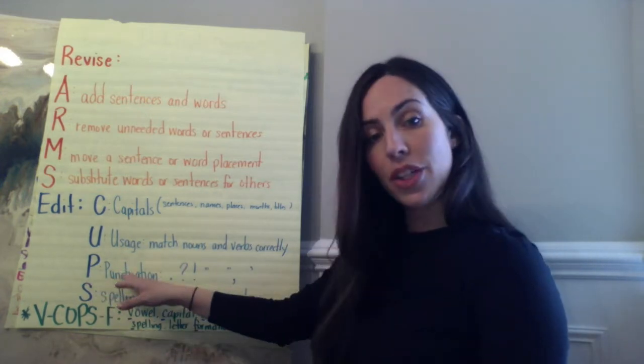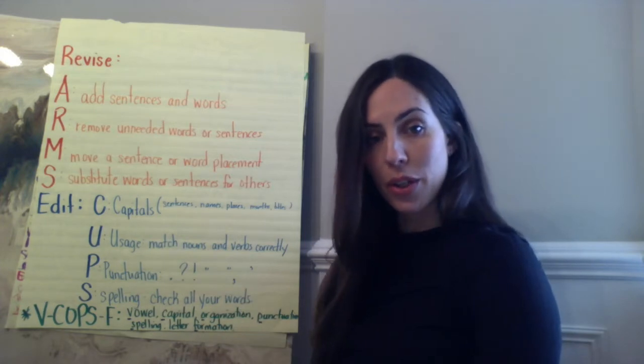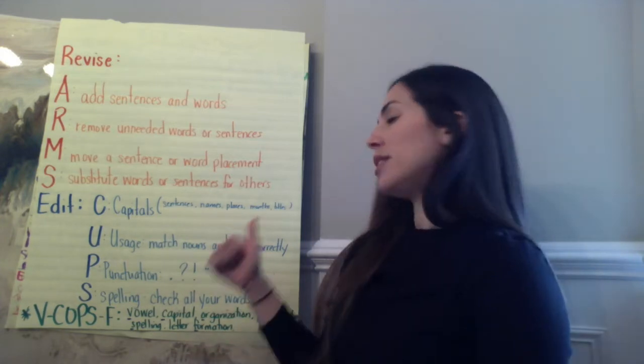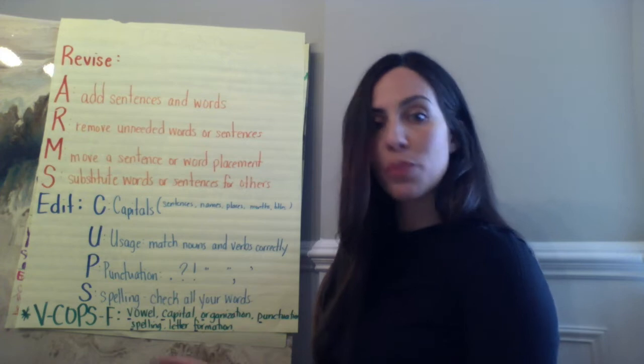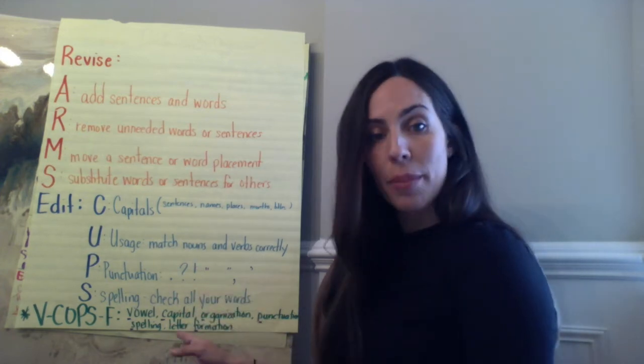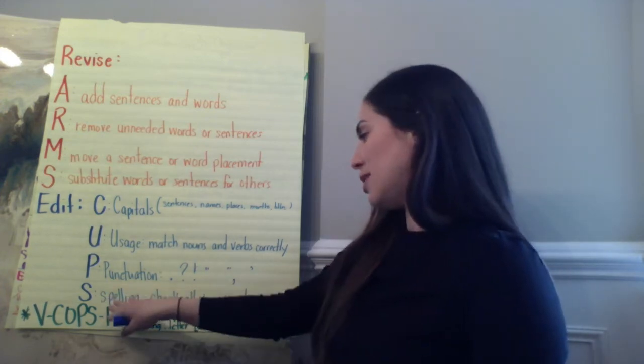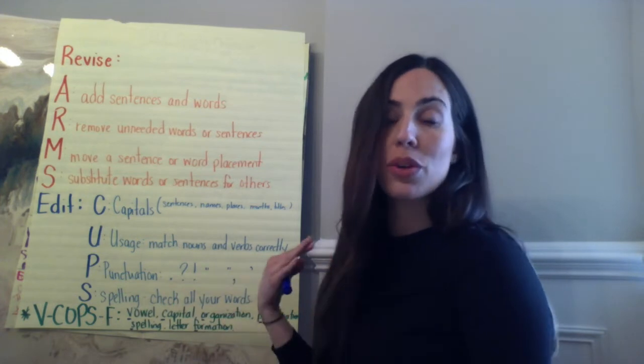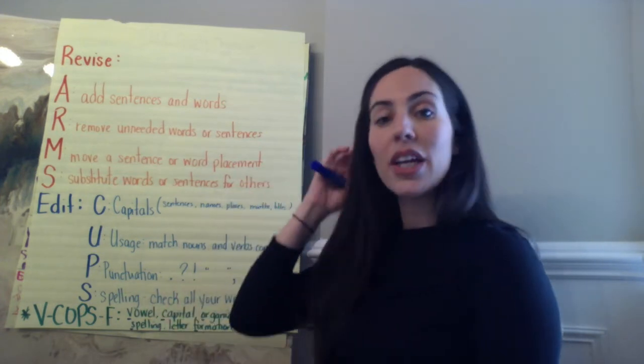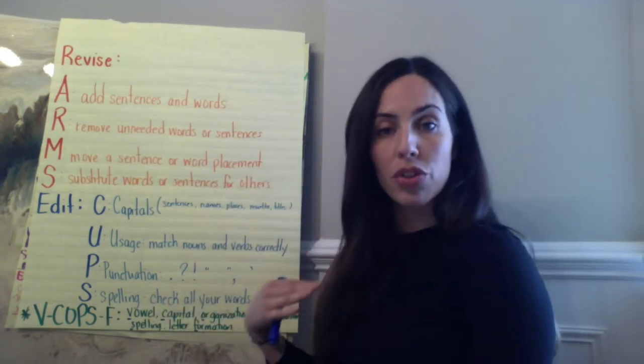P is for punctuation. So make sure you're using the correct punctuation marks. Is it a period, a question mark, an exclamation point? Are you using quotes or commas? And then finally, S is for spelling. Check all your words. Make sure that they're spelled correctly, or if you need to use one of our OG strategies, that you're doing that.